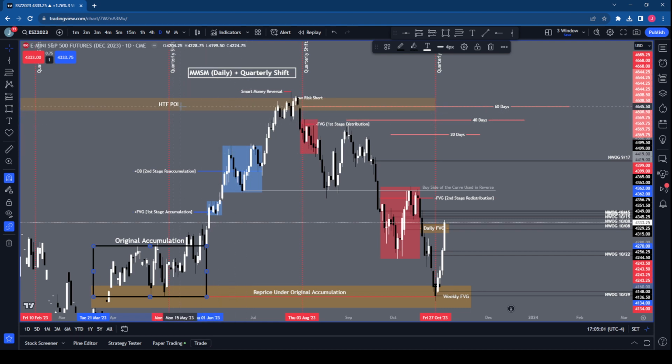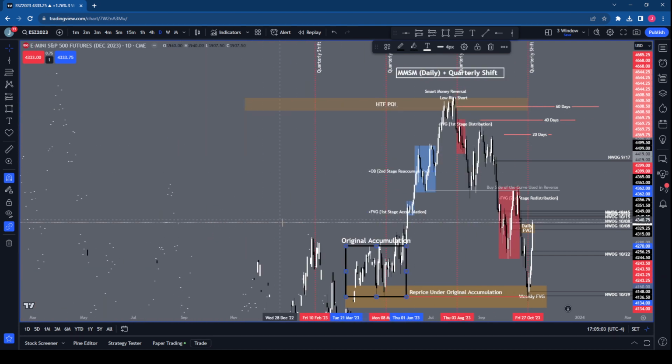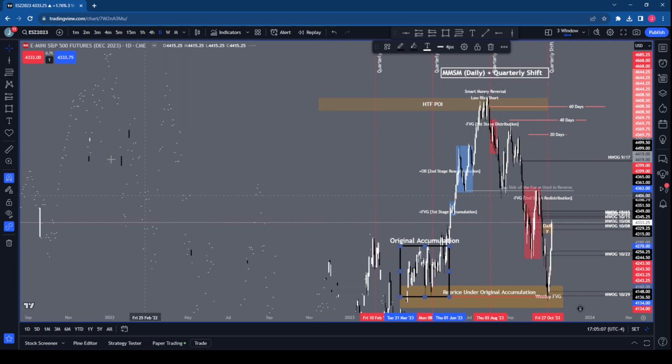We have the higher time frame point of interest, and it's not showing up on this contract because it was so long ago, but as you can see, we have the previous highs made during the COVID era.